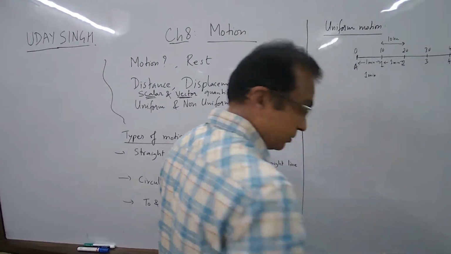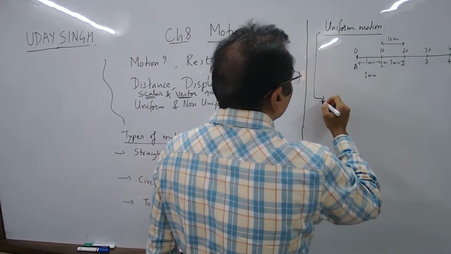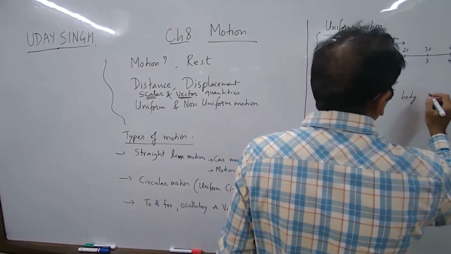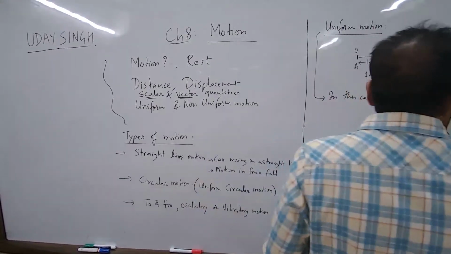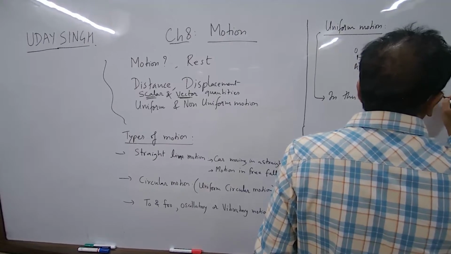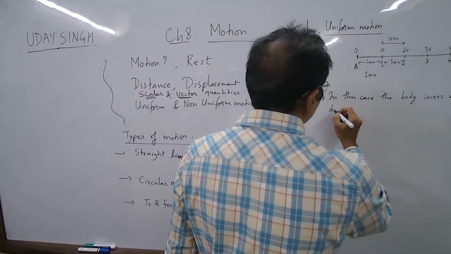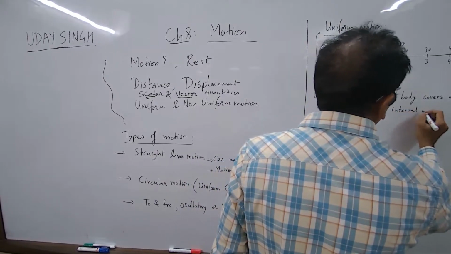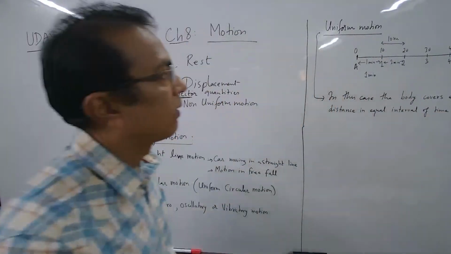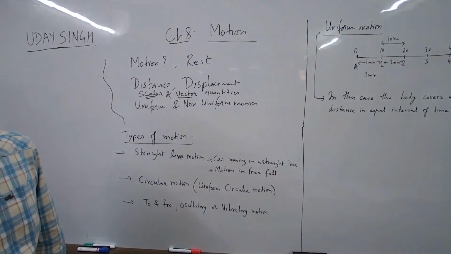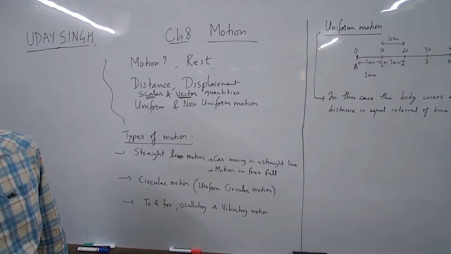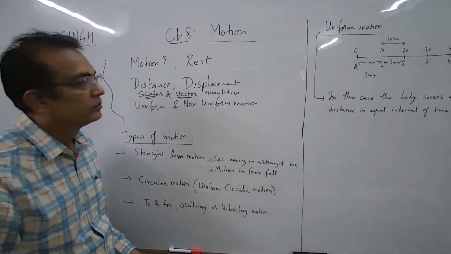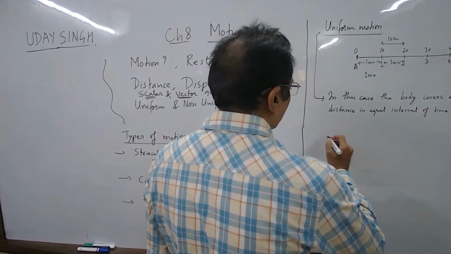Now let us see the next type of motion. So how will you put it in words? In this case, the body covers or moves equal distance in equal interval of time. Okay. Next example, non-uniform motion.